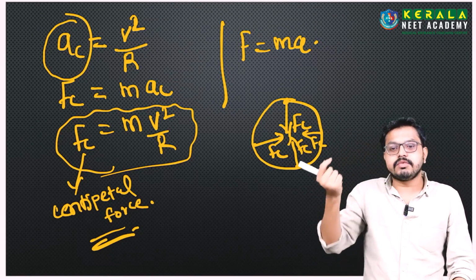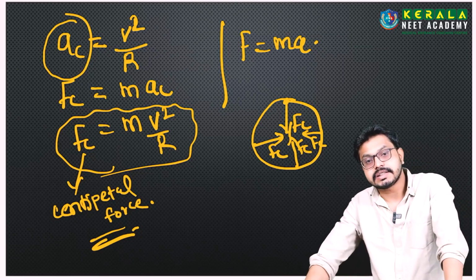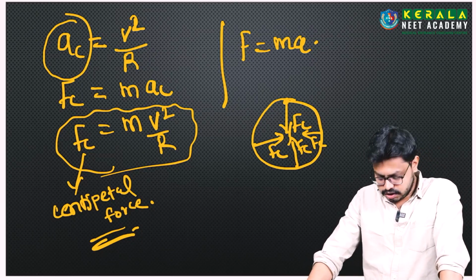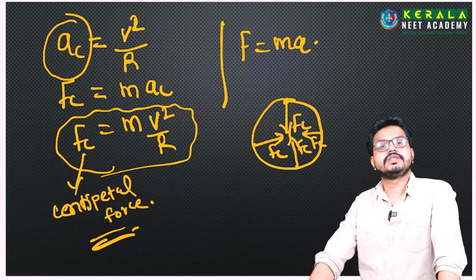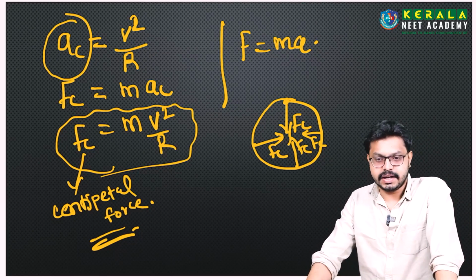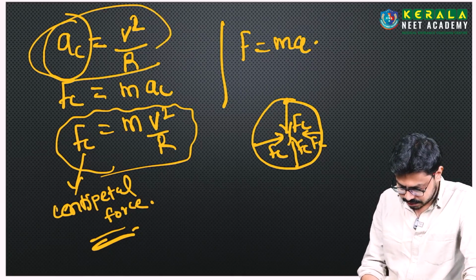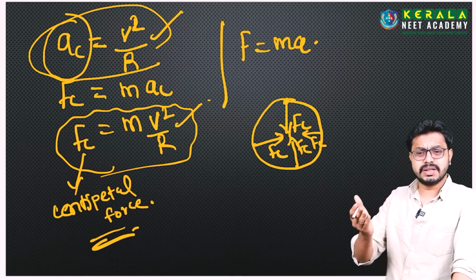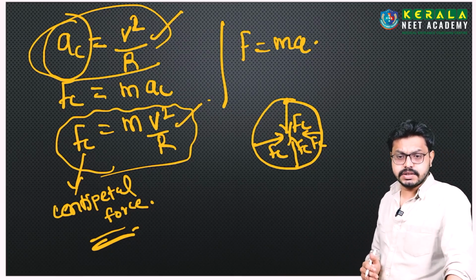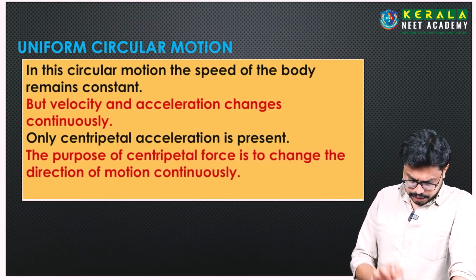What maintains the body in circular motion? Centripetal force, or centripetal acceleration. Is that clear? So only one acceleration is present in uniform circular motion. What is that? Centripetal acceleration. Clear? So what is the equation? AC is equal to V square by R. Fc is equal to mv square by R. Very important equation. Very simple equation too. It's a very basic thing, but it's a very important equation. Clear?